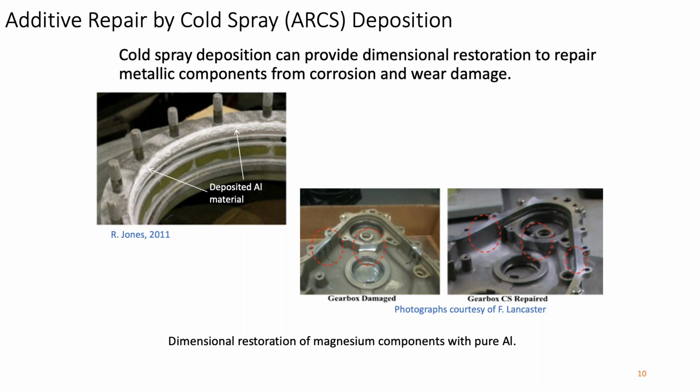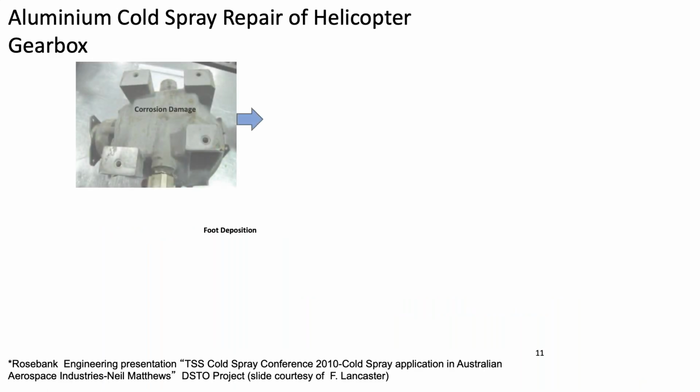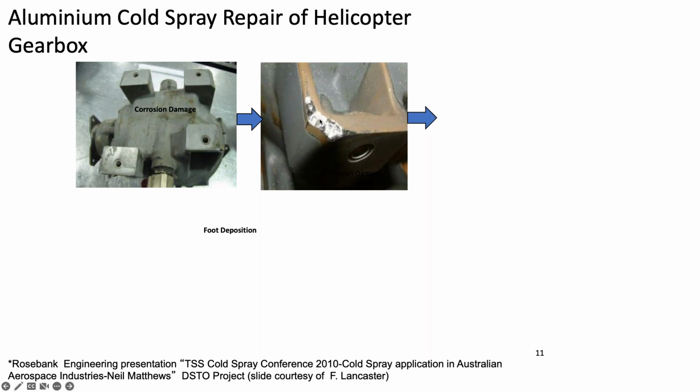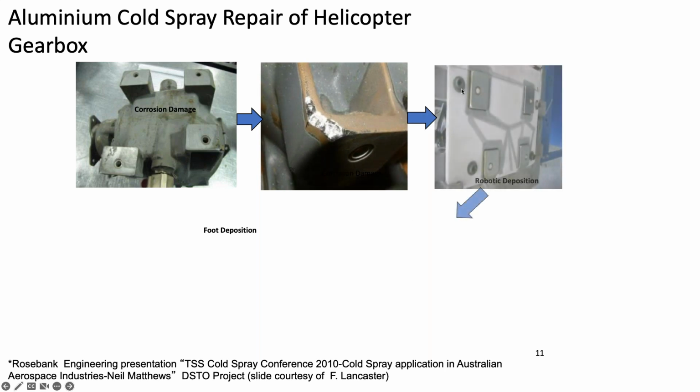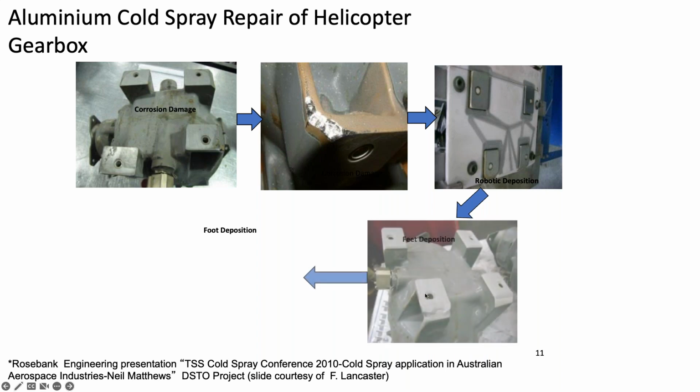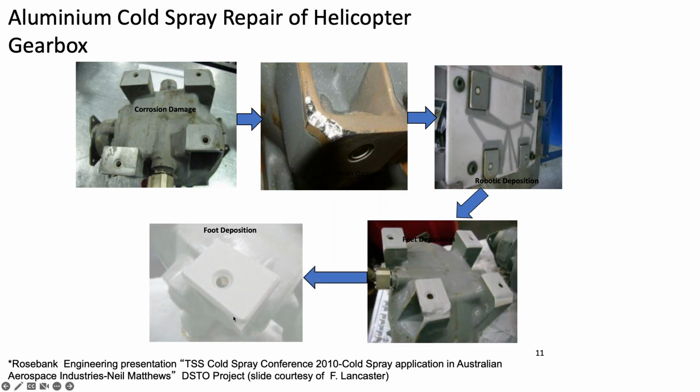So that's extremely attractive. Here's another sequence that shows a magnesium gearbox that's flipped upside down. You're looking at the feet, where it's mounted to the floor of the aircraft. You can see the corrosion damage. If that damage is then machined away, you can put a template on this to mask the rest of the gearbox, and you can spray in the missing material. So here we are after deposition, and then here we are in the final configuration, and you can bolt this back on and use it again. So that's extremely attractive. That's additive repair.